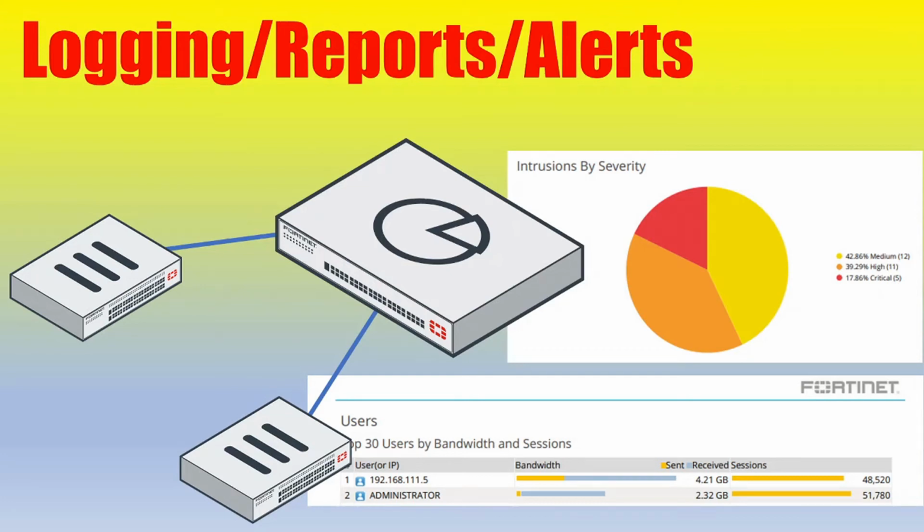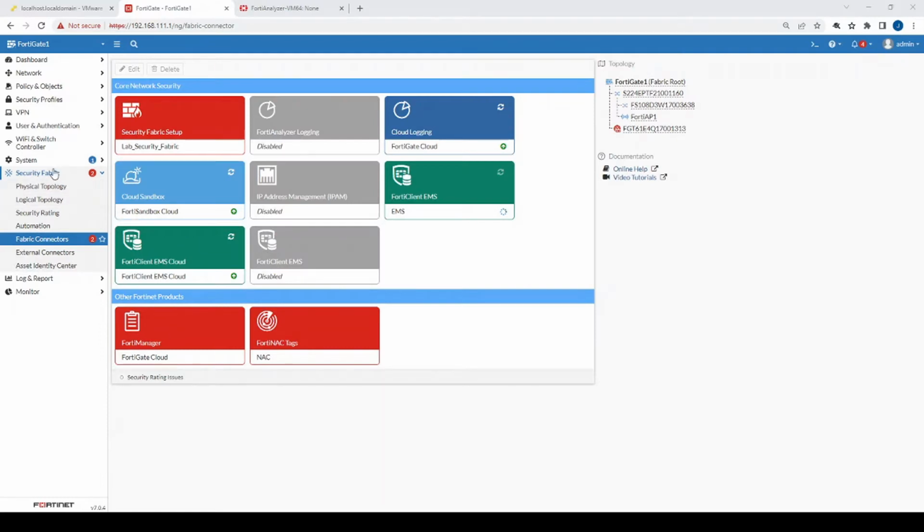In this video, we will go over how we can configure our FortiGates to report to our FortiAnalyzer. We'll go over logging, we'll go over reports, alerts, and FortiView Dashboards. Okay, to start on our FortiGate, we'll go to Security Fabric, Fabric Connectors.